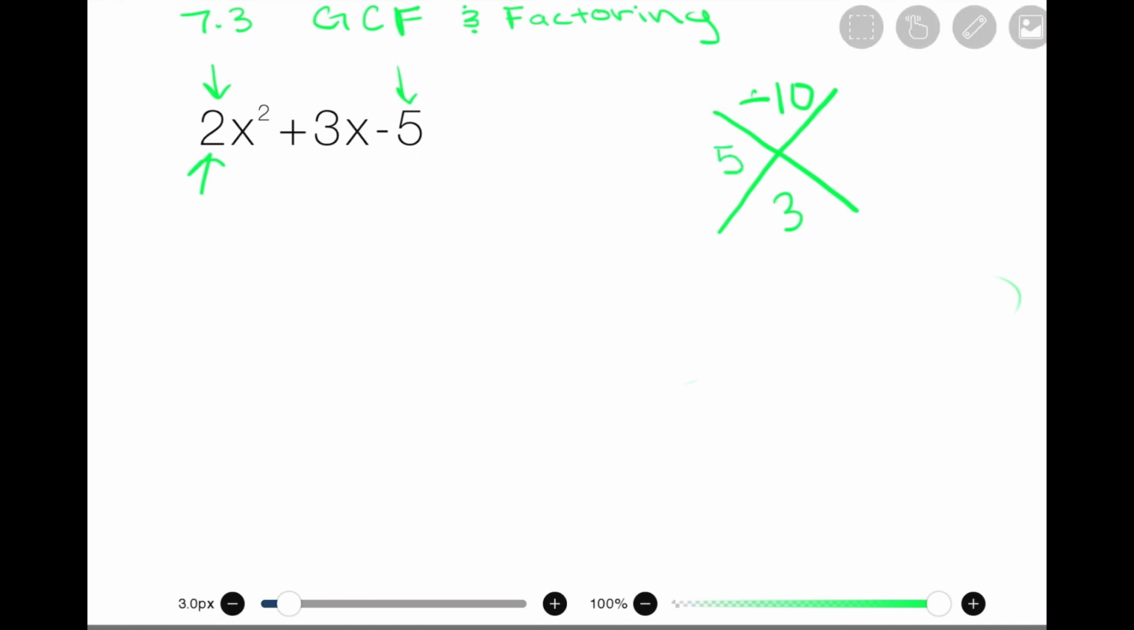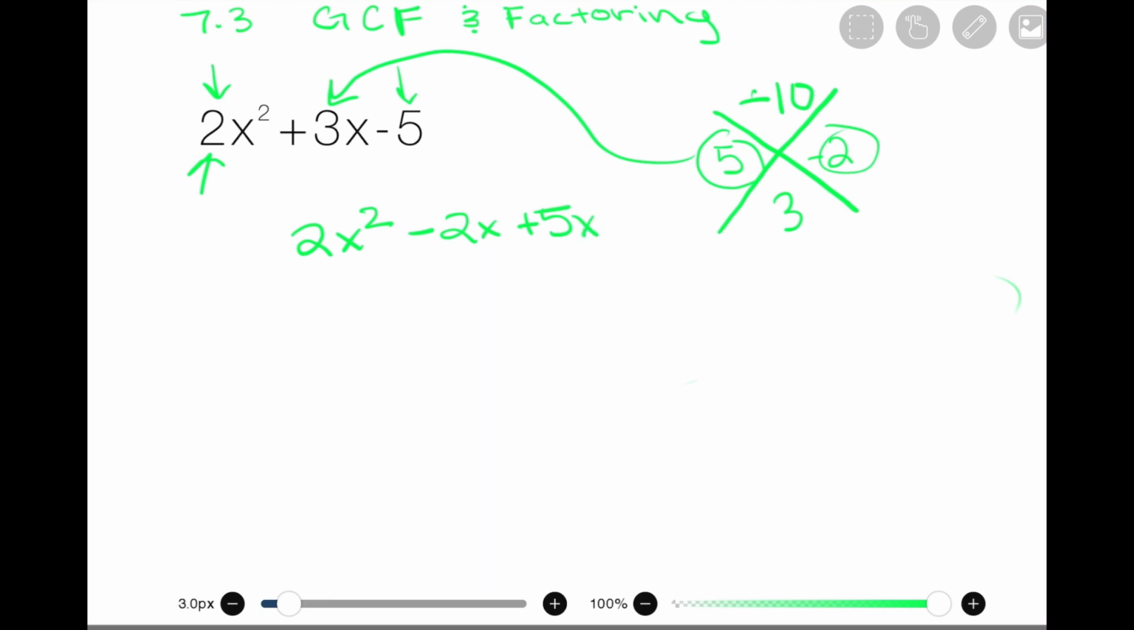In this case it's going to be the opposite of what the last one was: 5 and negative 2. But this time, instead of just making the parentheses and finishing with these two factors, we have to plug them back in. So we're going to do 2x squared, and then substitute these two in for the 3x. So we're going to say minus 2x and then plus 5x, because like we said, 5 and negative 2 equal 3, so it's going to equal out, and then minus 5.